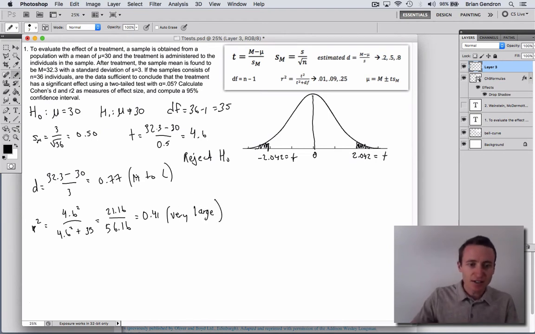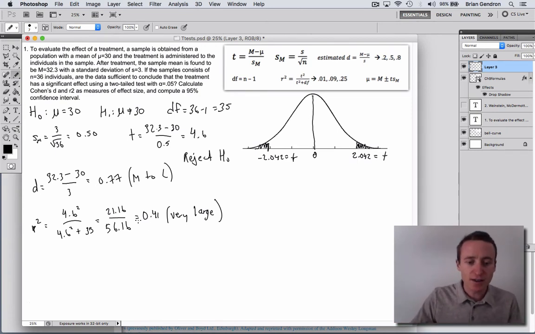Now, one thing to consider is that for Cohen's d, we got medium to large, and for r squared, we got very large. That can happen. And that is because, as you are hopefully reading in the textbook as well as the module, Cohen's d is a measure of distance. It's how many standard deviations did the treatment cause a shift.